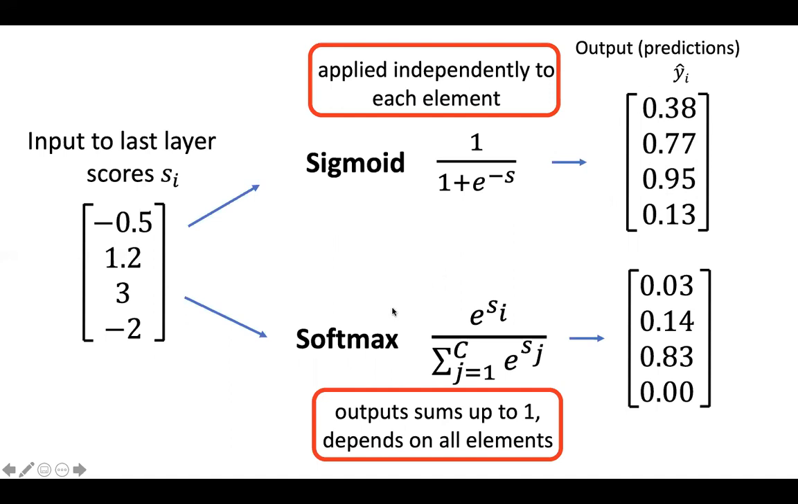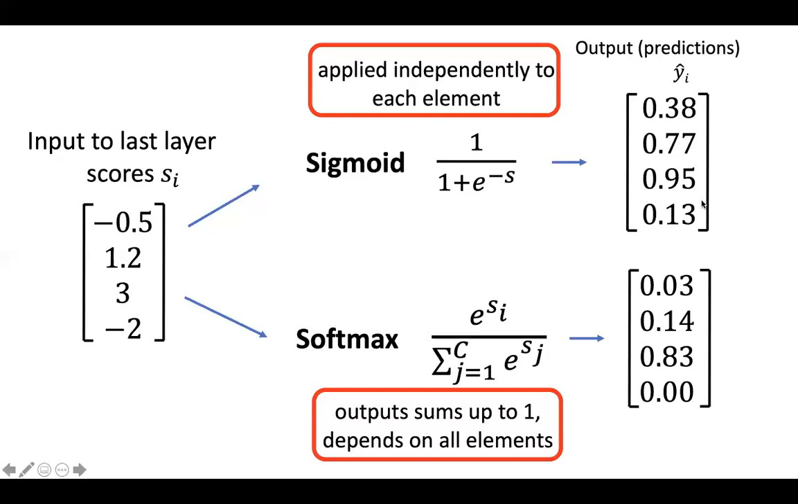While if you use the softmax function, all the entries of the output of the softmax function are dependent on each other. And all these values are going to be summed up to 1.